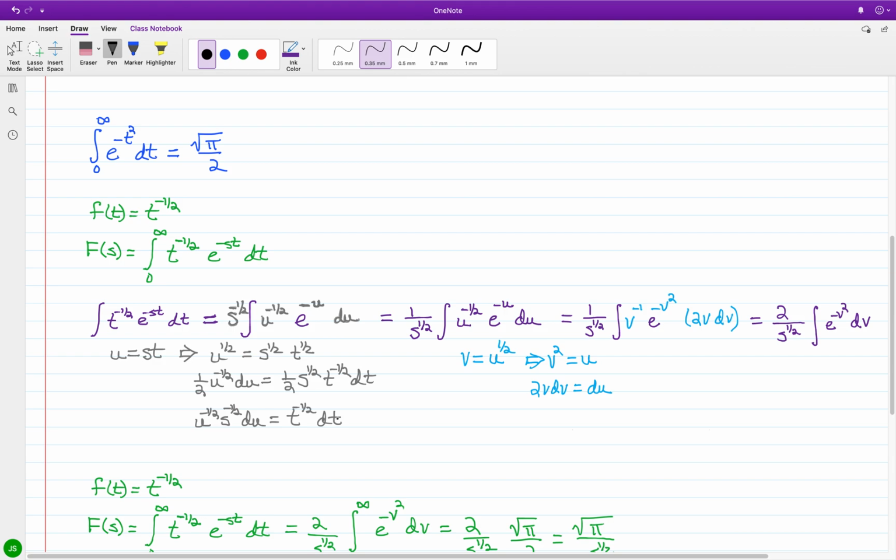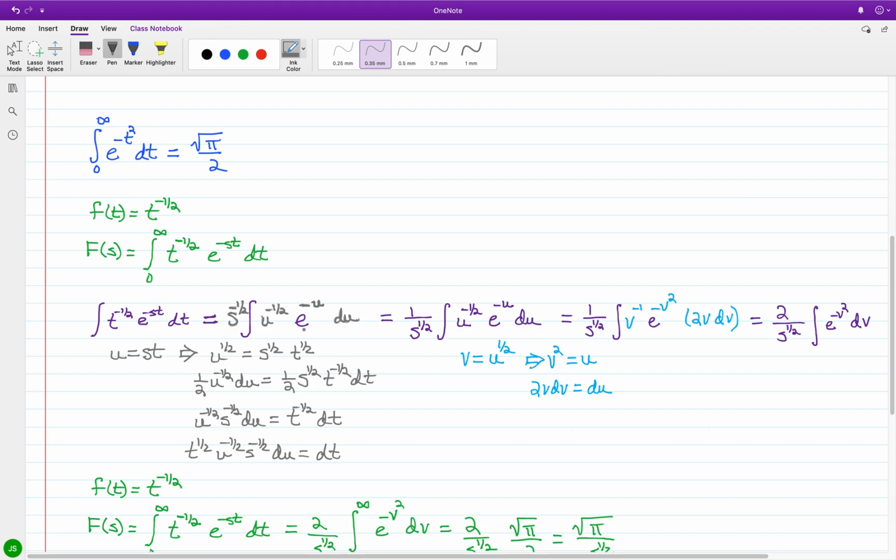Writing this in terms of dt, I have t to the 1/2 times u to the negative 1/2 times s to the negative 1/2 du is equal to dt. Now, in place of dt, I have t to the 1/2, and that's going to cancel out t to the negative 1/2, so you don't have any t term present. And I have u to the negative 1/2, s to the negative 1/2, and du to be applied. And in place of negative st, I have negative u.